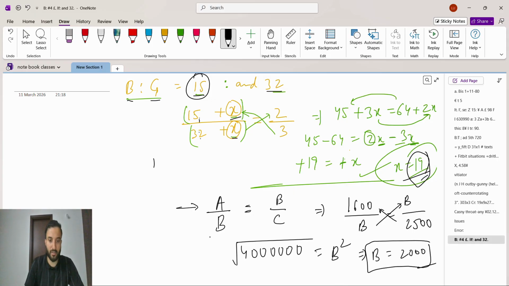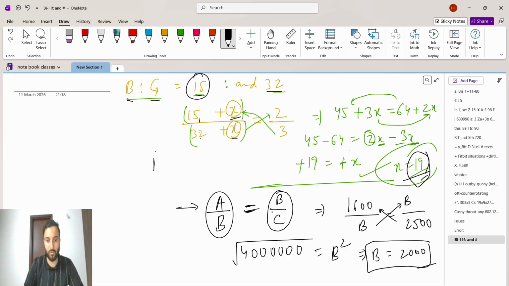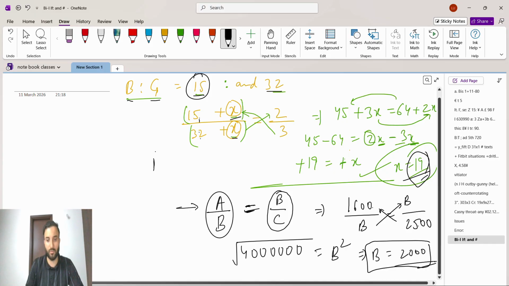In the question they said that A and B received a profit in a certain ratio, and B and C received the profit in the same ratio. So A and B received the profit in whatever ratio, A by B, and B and C received the profit in the same ratio. So A by B profit is equal to B by C. They have given the A value and C value, we have to find the B value. That's it. Now we will see the next.